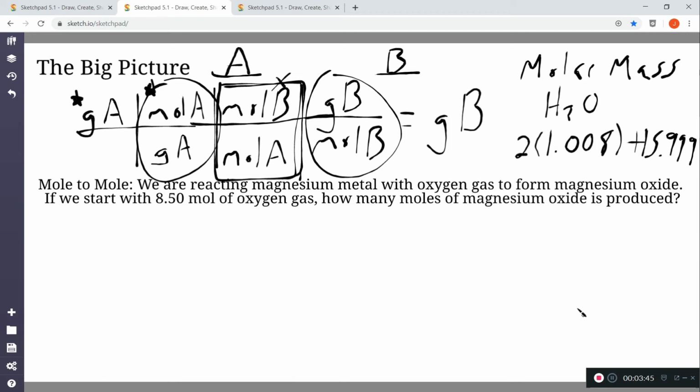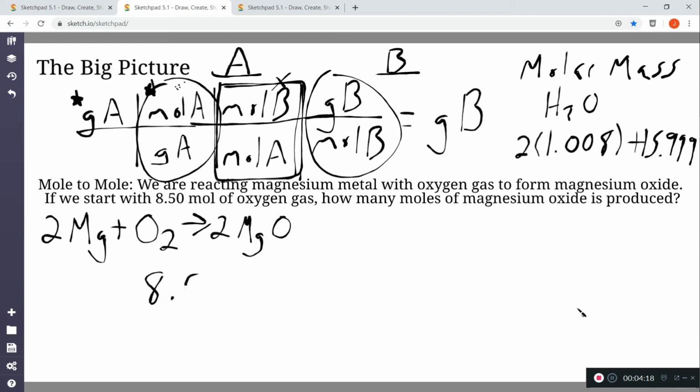The first one is called moles to moles, which means we're going to start with moles of one substance and go to moles of the other. So we are reacting magnesium metal with oxygen gas to form magnesium oxide. Well, the first thing you need is you have to have a balanced equation. We've already talked about this guy to work from. Without a balanced equation, your ratios will be wrong. So we're going to start with 8.50 moles of oxygen gas. We're going to start right here.